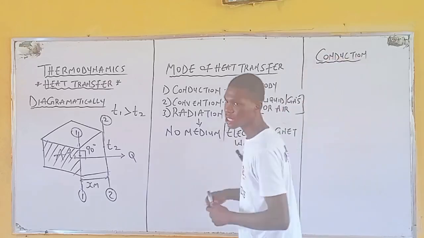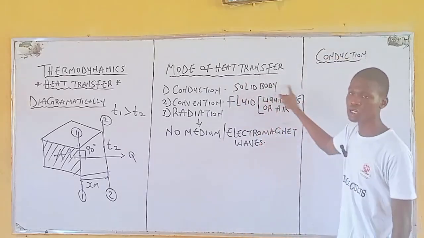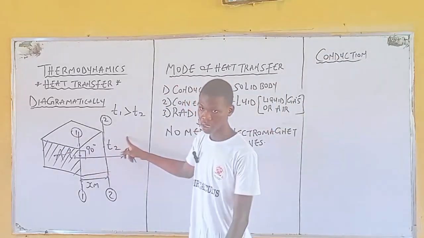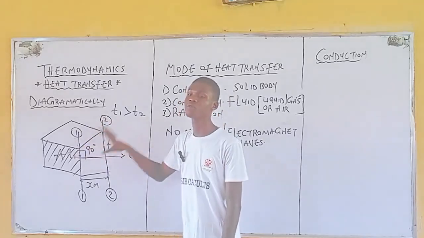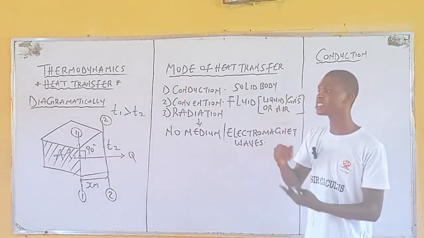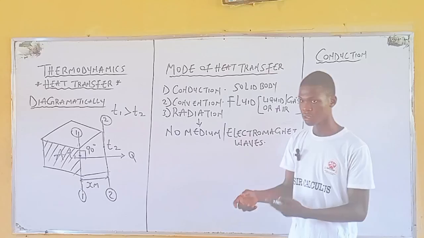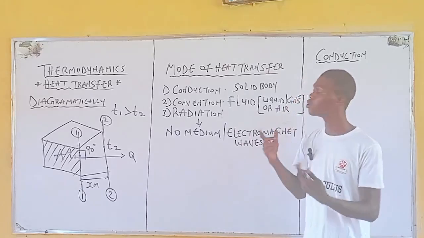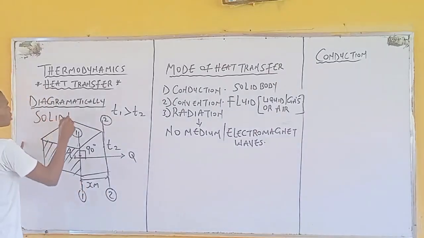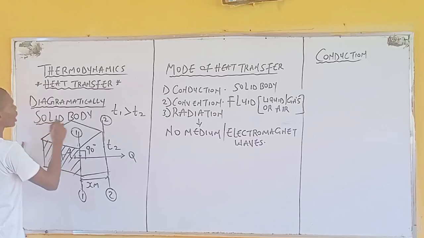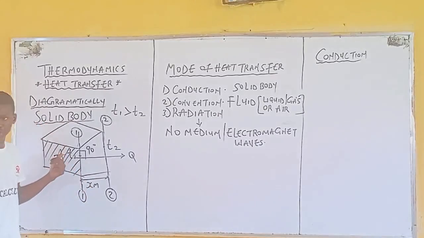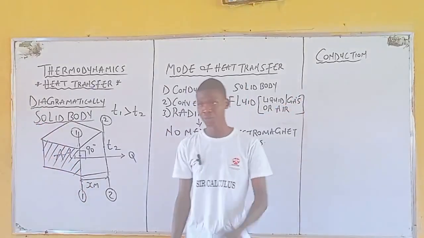Now, we said conduction takes place through what? Solid body. The illustration we did here is a typical example of a solid body. I said diagrammatically, consider this simple solid homogeneous block. So we are saying that this is a solid body. Any mathematical formula that we will be deriving from this illustration, we make use of it in conduction. Are you getting it?